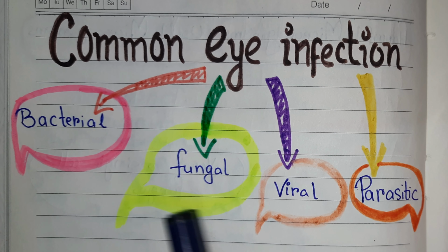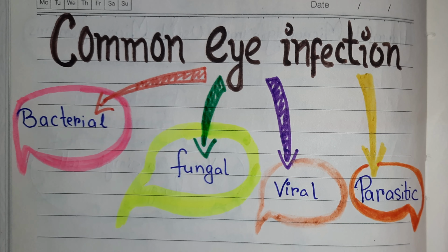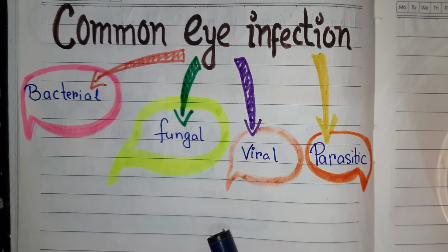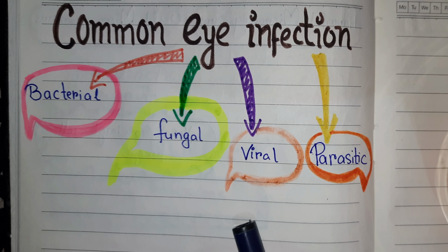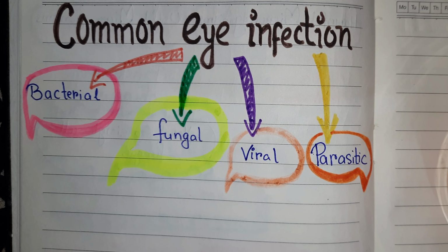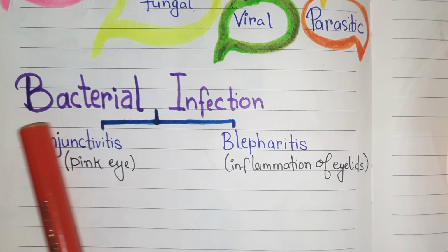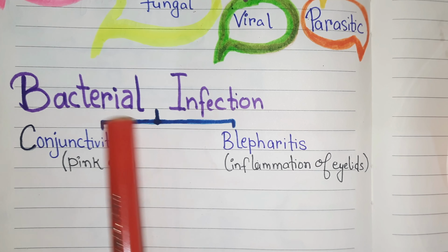There are normally two types of bacterial infections. The first one is conjunctivitis, which is also known as pink eye, and the second one is blepharitis, which is inflammation of the eyelids. Let's discuss conjunctivitis first.